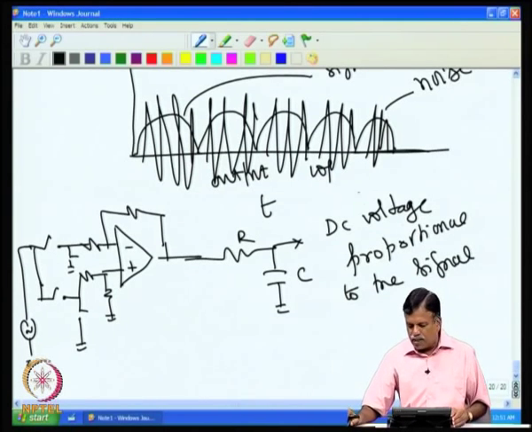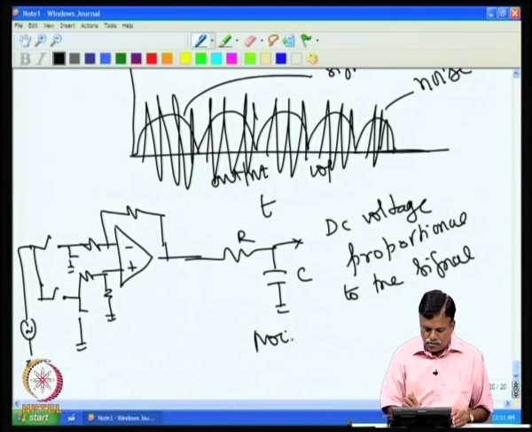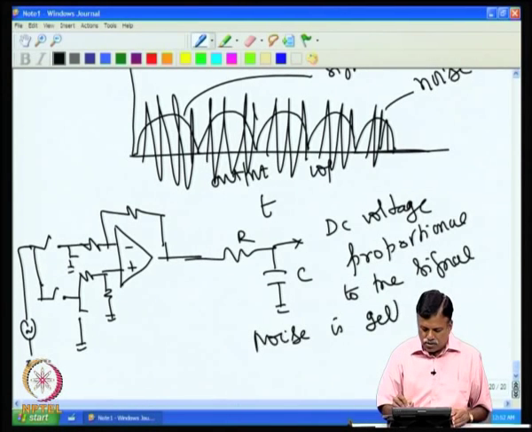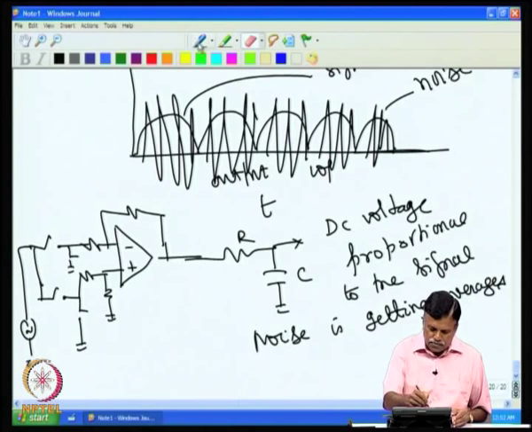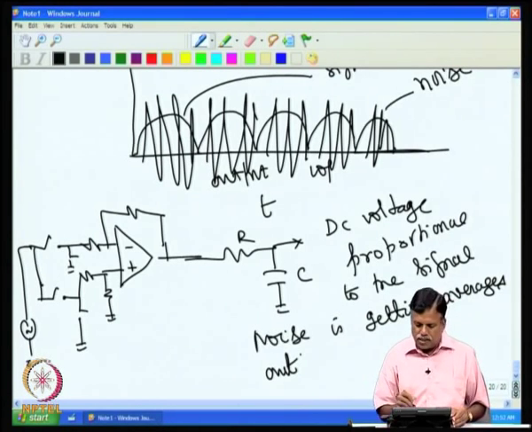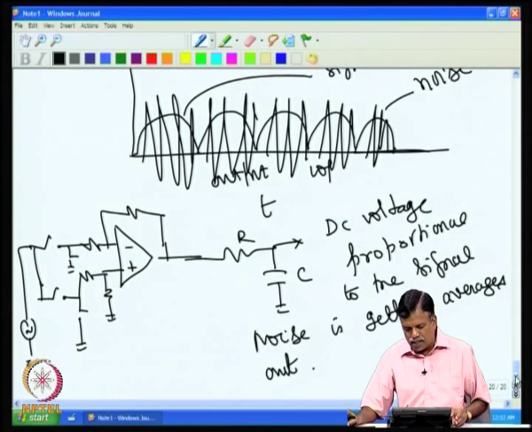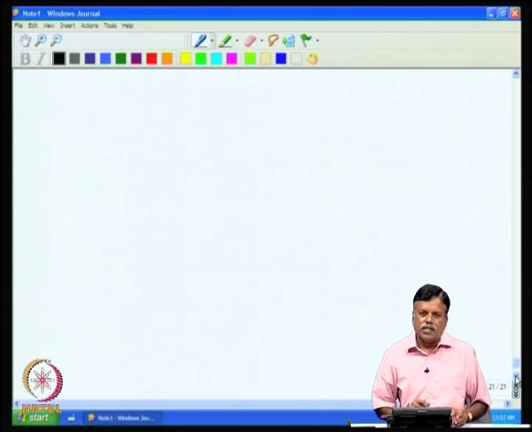Noise is actually getting averaged out by itself. This is a wonderful technique to reject the noise and extract the signal. This was extensively used in electronics wherever we are processing the signal. So the Lock-in amplifier technique, by averaging, means we can extract the signal which is buried in the noise.